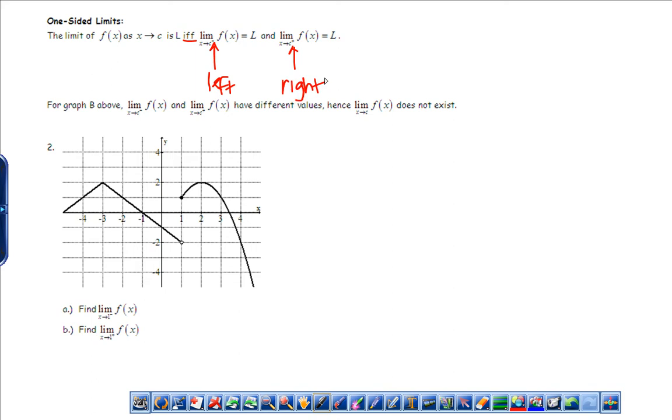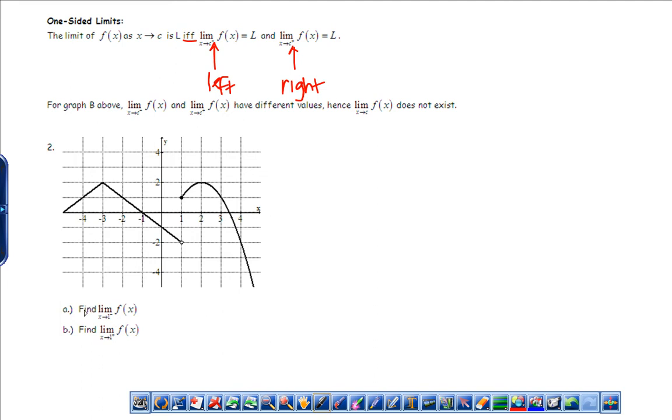So for the graph above, the limit as x approaches c from the left and x approaches c from the right have different values. Therefore, it does not exist. And that was part B that we saw. Here's another picture of where that happens.